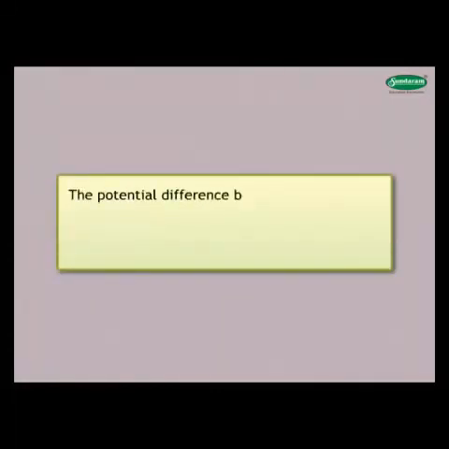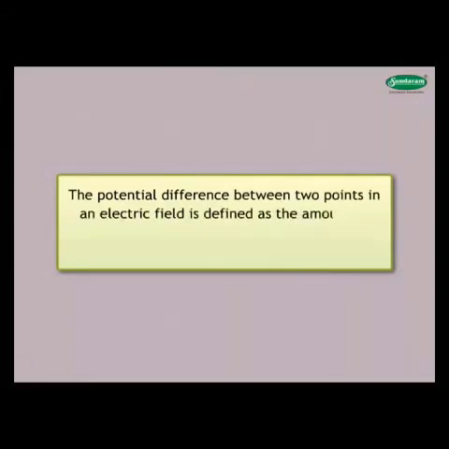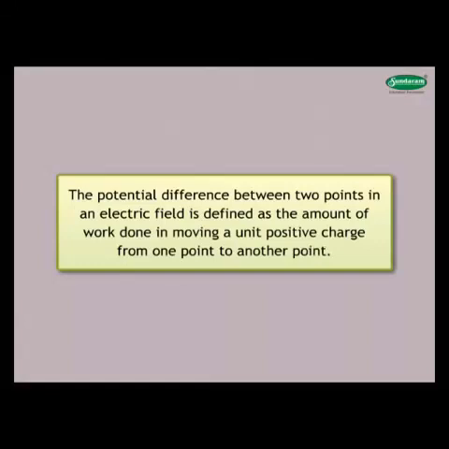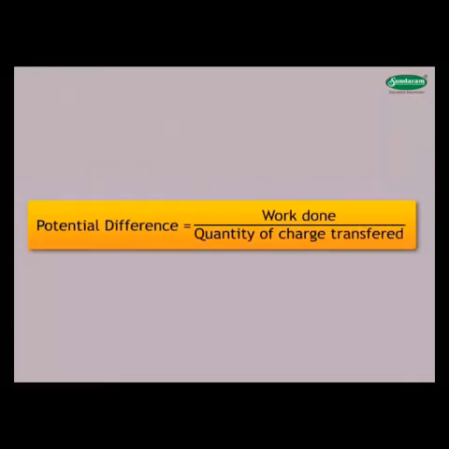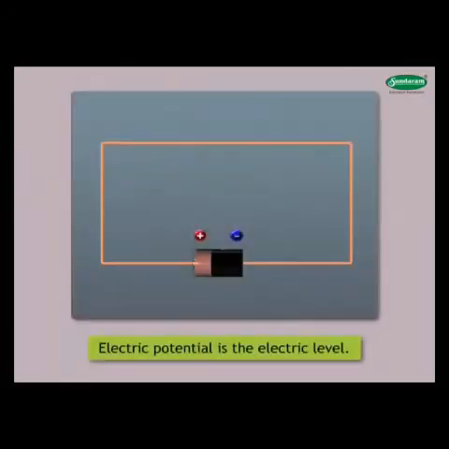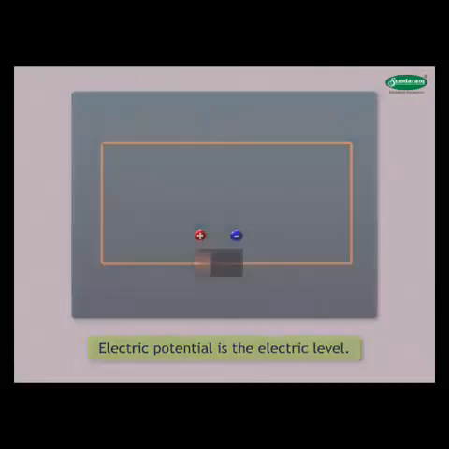The potential difference between 2 points in an electric field is defined as the amount of work done in moving a unit positive charge from one point to another point. Potential difference is equal to work done upon quantity of charge transferred. V = W/Q. Electric potential is the electric level. The current will flow if there is potential difference.